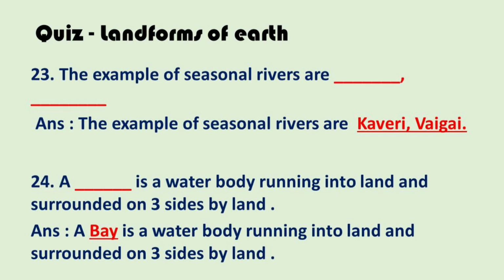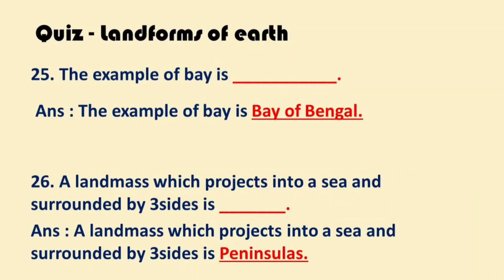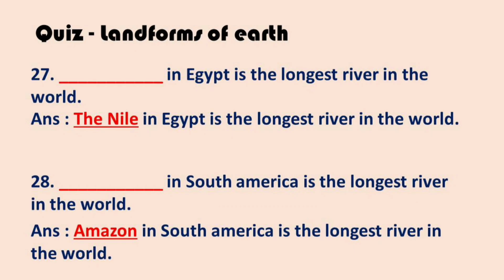24. A dash, is a water body running into land and surrounded on three sides by land. Answer is, a bay is a water body running into land and surrounded on three sides by land. 25. The example of bay is dash. Answer is, the example of bay is Bay of Bengal. 26. A landmass which projects into a sea and surrounded by three sides is dash. Answer is, a landmass which projects into a sea and surrounded by three sides is peninsulas.